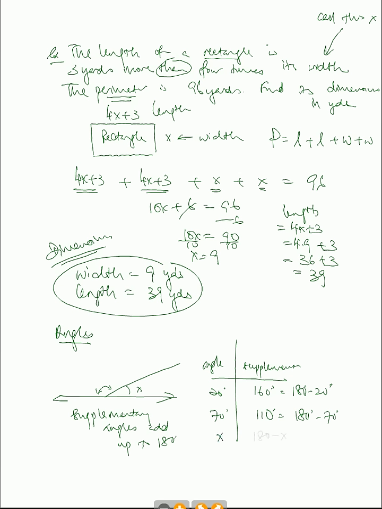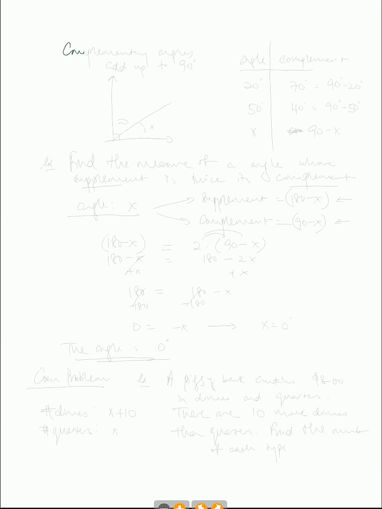So what if now I tell you it is x? What would be considered to be the supplement? Then it will be 180 minus x. So that is what you call supplementary angles. The other one is called the complementary angles.